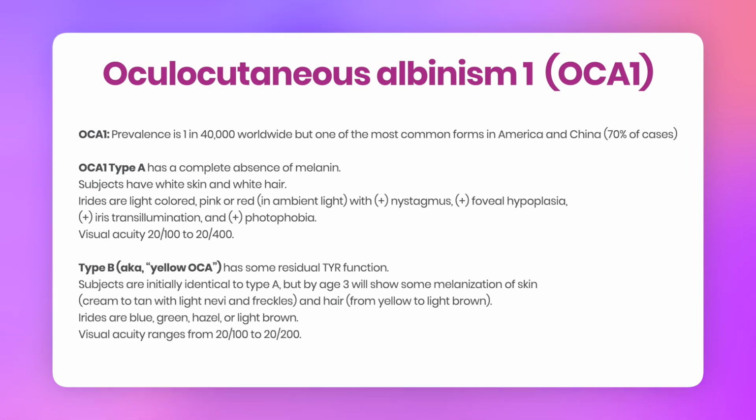Then OCA 4, this is the type that's most common in Japan, and it has more predominance of the pheomelanin, so that's why it looks a lot more similar to classic OCA 2. And the hair might be a little bit lighter, more silvery white to blonde, but they still suffer from the visual acuity issues that all of the oculocutaneous albinism types have.